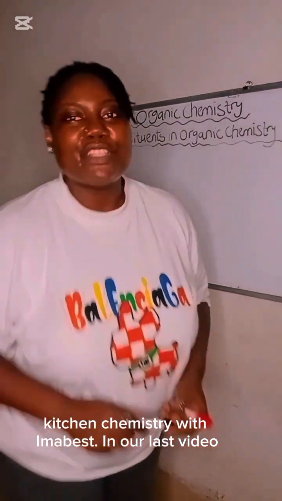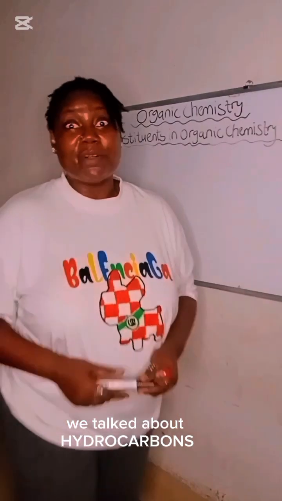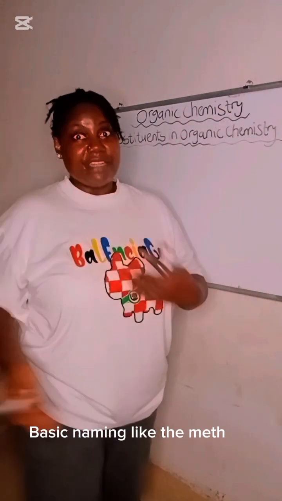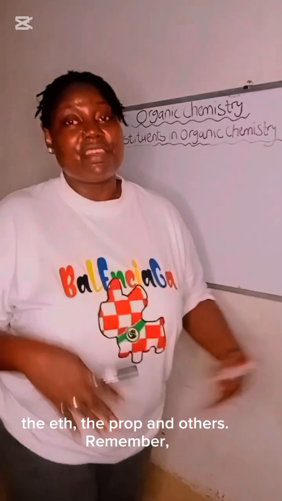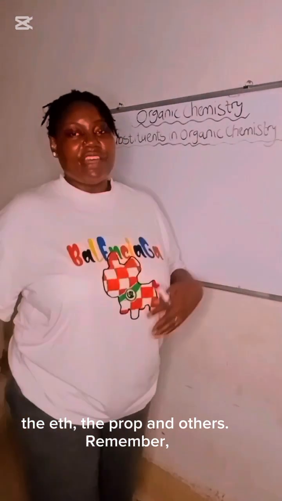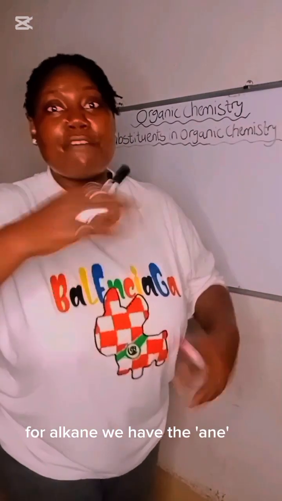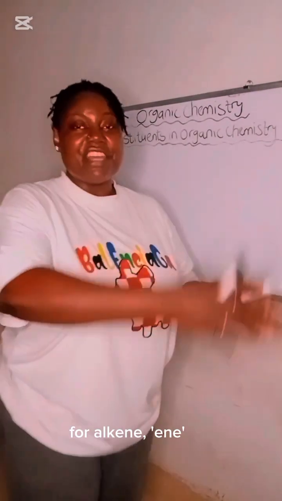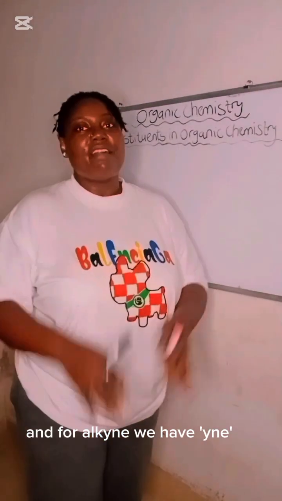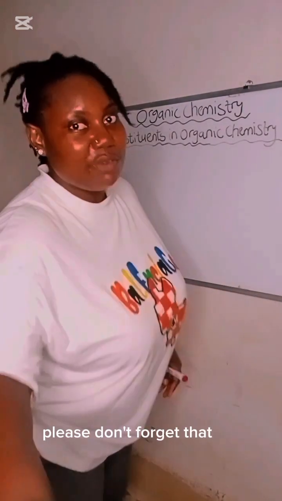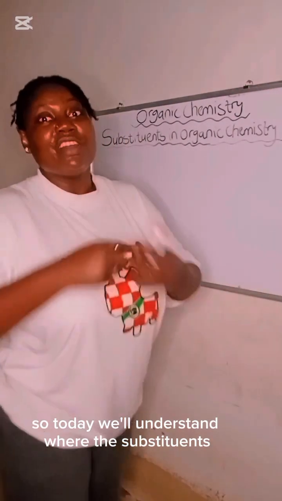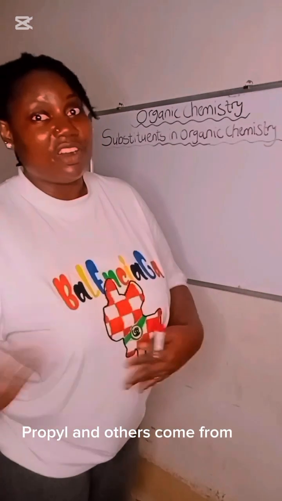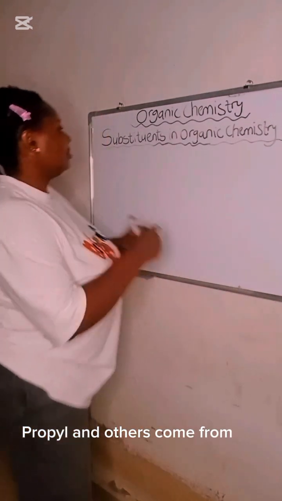In our last video, we talked about hydrocarbons, their classification, general formula, and basic naming like the meth, the eth, the prop, and others. Remember, for alkanes, we have the ANE, for alkenes, ENE, and for alkynes, we have YNE. Please don't forget that. So today we'll understand where the substituents like methyl, ethyl, propyl, and others come from.